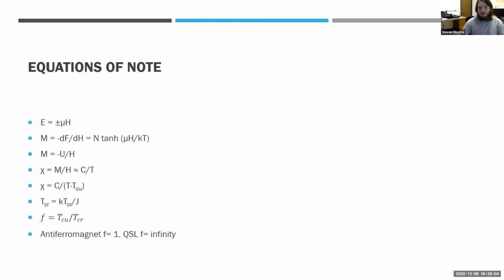I didn't have the time to put this, but this has actually been solved analytically for the case of a two-dimensional lattice of spins without a magnetic field, and in that case, T_CR is actually a constant.